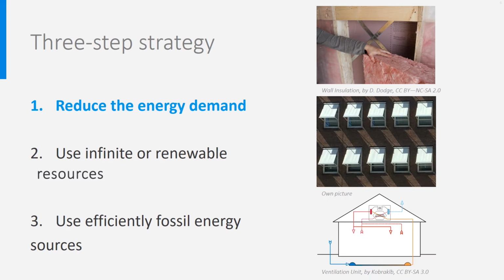Some additional examples of ways to reduce the energy needs in a building. We can increase the insulation rate to prevent heat or cold escaping the building by transmission. We can also use solar blinds, see the picture in the middle, to prevent solar radiation heating up the building in order to reduce cooling needs.